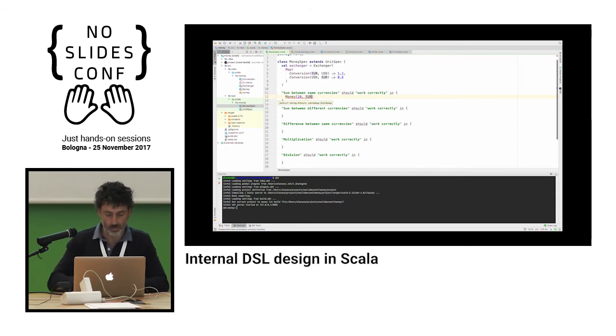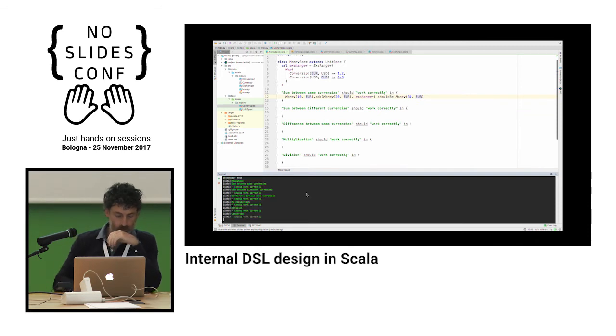Okay. So, right, the first test is money 10 euro, add money 20 euro, using that exchanger. Should be money 30 euro. Okay, let's see if it's true. Test. Okay, it compiled quite quickly. They are improving the Scala compiler. So, this test passed. The other test, of course, passed because there's nothing to test about.